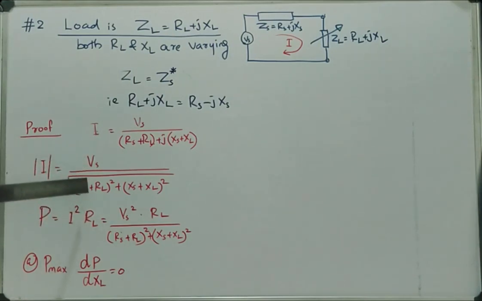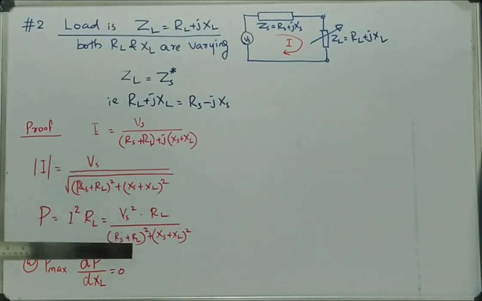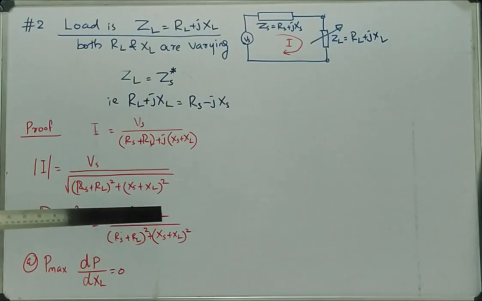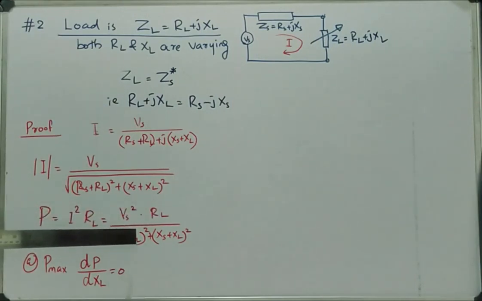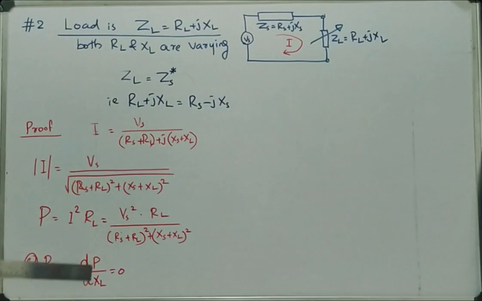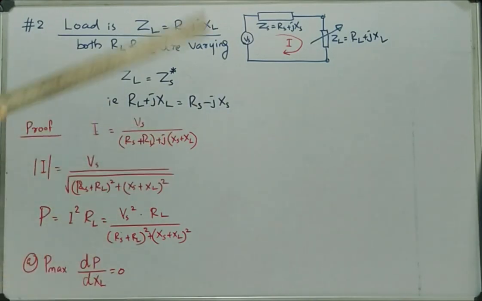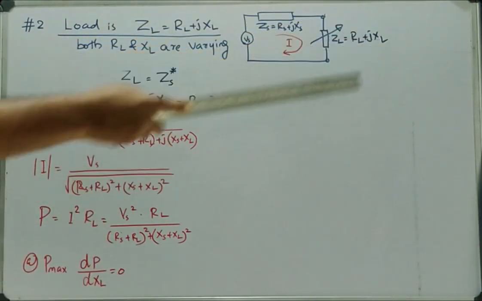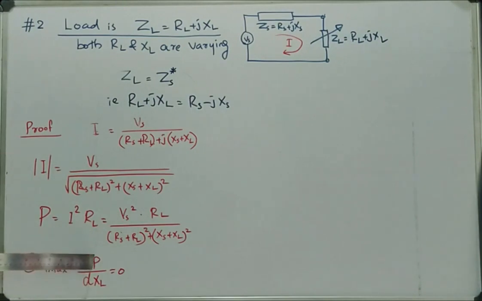Substituting I as this equation here, we can obtain P as Vs square RL divided by (Rs plus RL) whole square plus (XS plus XL) whole square. We know at P max, derivative of this power with respect to variable is 0. So first of all, let's consider the variable as XL. So derivative of power with respect to the variable, dP/dXL, is equating to 0.